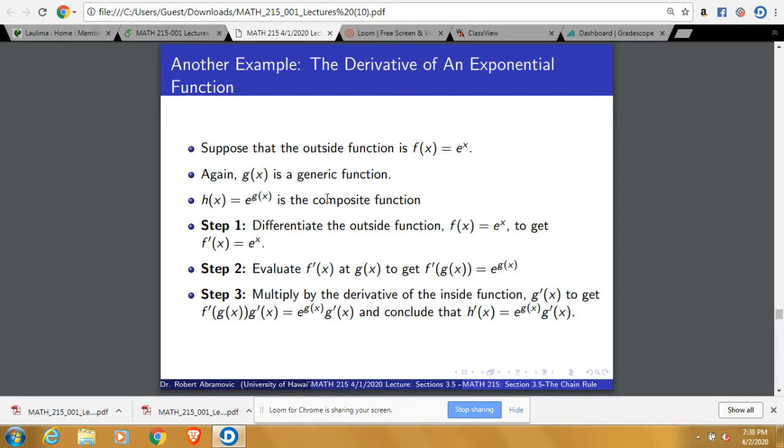So you can remember this by saying, well, if a function looks like e to the stuff, the derivative of e to the stuff is e to the stuff times the derivative of that stuff.